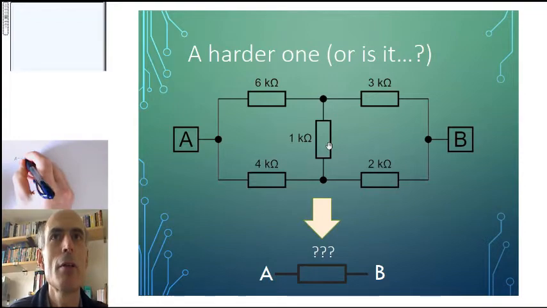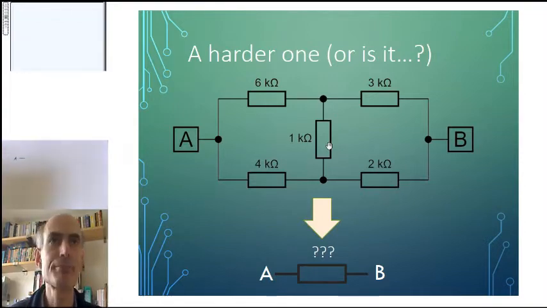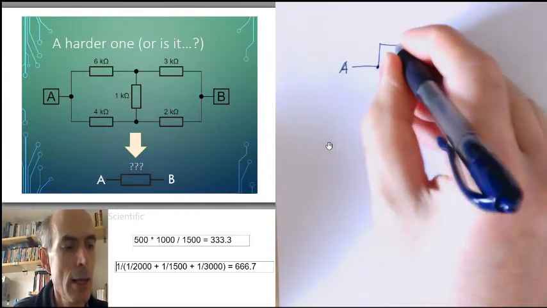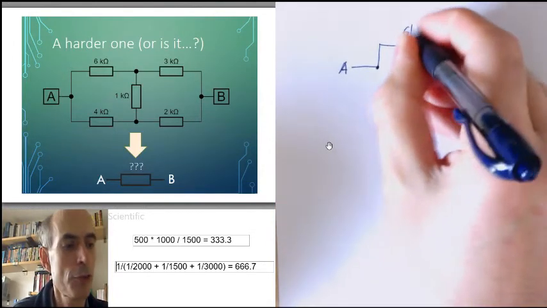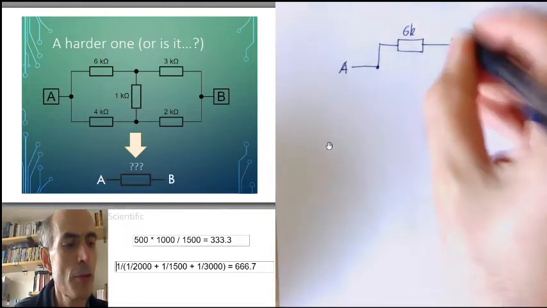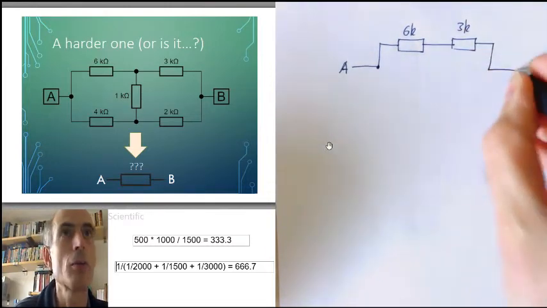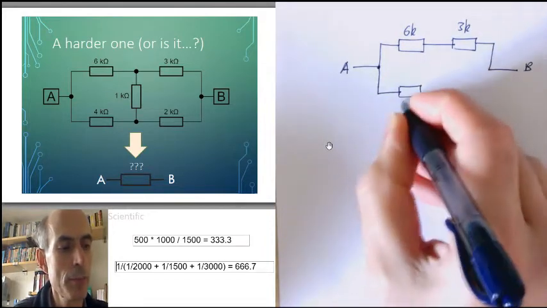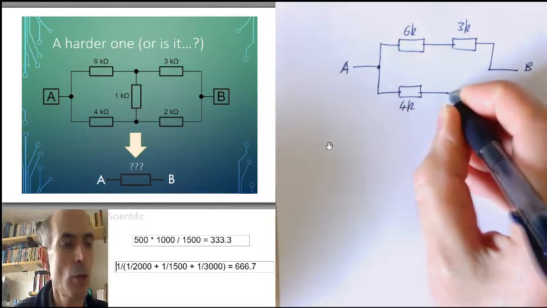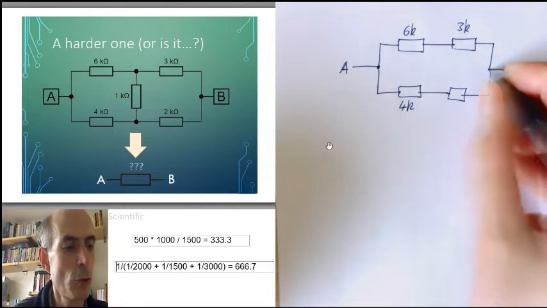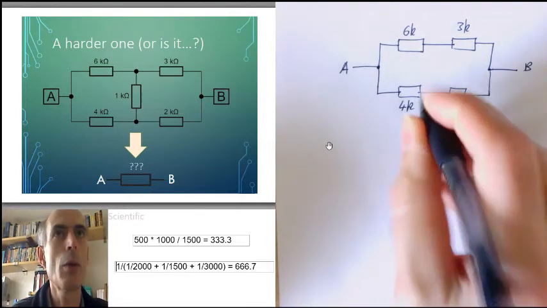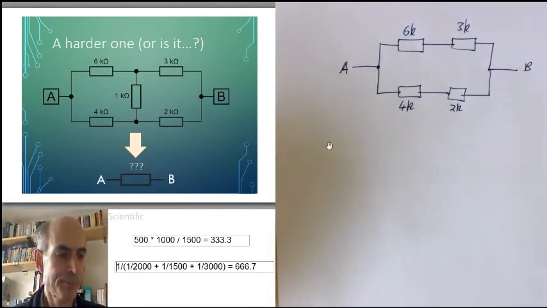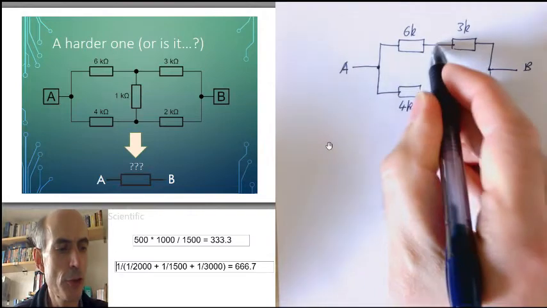We'd have a circuit which looked like this. A would go up through a 6K resistor and go into a 3K resistor and then down to B. And this would come through a 4K resistor and a 2K resistor and then go to B. And we won't put in the 1K resistor for now. Right. What voltage is this node here at?